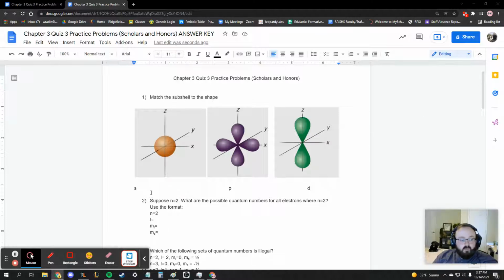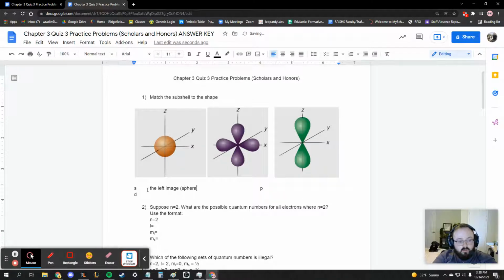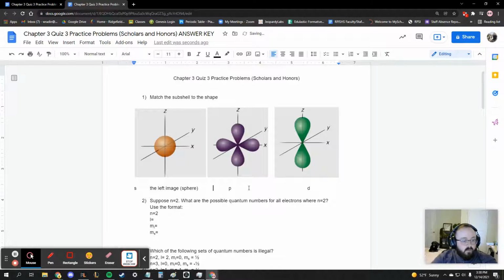Match the subshell to the shape. Our s orbitals, that is when L equals 0. They are the most basic, so this one actually is the sphere. S for sphere, if that's an easy way to remember it. So the left image, the sphere, is the one that we are presenting as an s orbital.